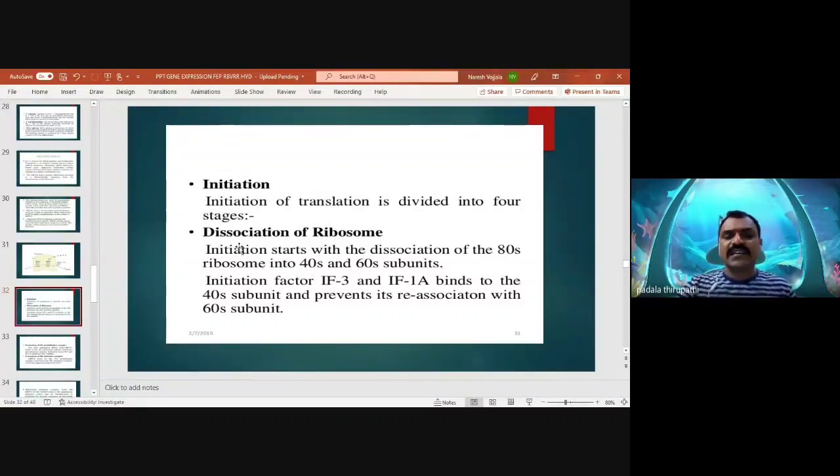In this dissociation of ribosomes, initiation factor 3 and initiation factor 1A bind to the 40S subunit, that is the smaller subunit, and prevent its reassociation with the 60S subunit. Why? Because the 60S subunit would otherwise reassociate with the 40S. So IF3 and IF1A bind the 40S subunit and prevent the reassociation of the smaller and larger subunits.